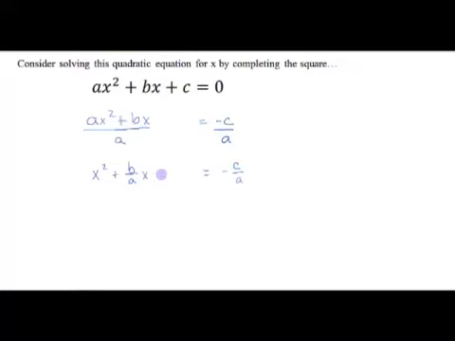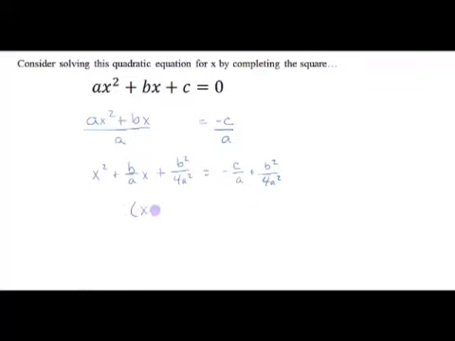Then I want to go ahead and complete the square. Remember that when we do this, we're taking half of that middle term, so half of b over a. When I do that, I get b over 2a, and we need to square that. It gives me b squared over 4a squared. Now we'll have to add b squared over 4a squared to the other side as well to keep our equation balanced. Now I can go ahead and factor the left side.